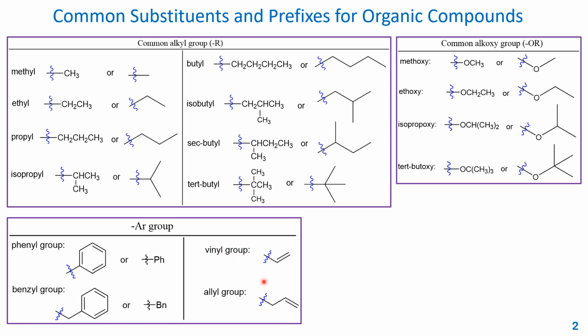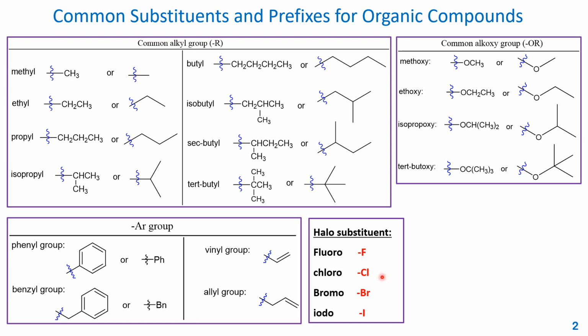And then the vinyl group is just a double bond here. Okay, so it's vinyl. And the allyl group is just one more carbon than the vinyl group. That's also common. It's not aromatic, but I just put it in the same category with these two aromatic groups here. And the last one is halogens: fluoro, chloro, bromo, iodo. That's the simplest one.